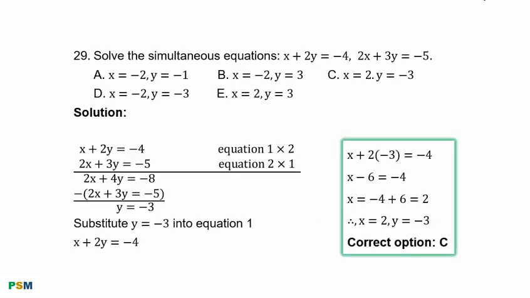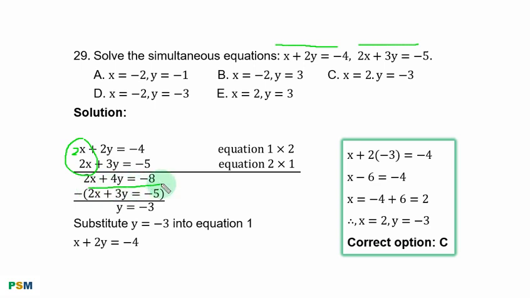Question 29. Solve the simultaneous equations. s plus 2y equal to minus 4. 2s plus 3y equal to minus 5. Solution. You have the two equations. I want to solve using elimination method, and I wish to eliminate variable s. To do that, the coefficients need to be the same. So you make here 2 by multiplying through equation 1 by 2.